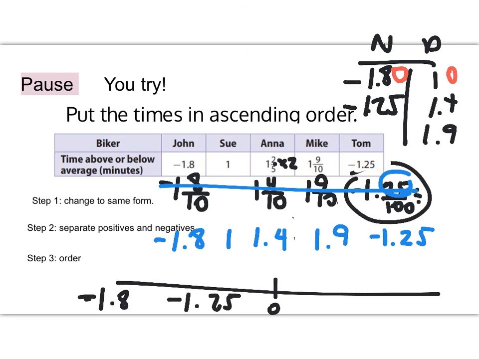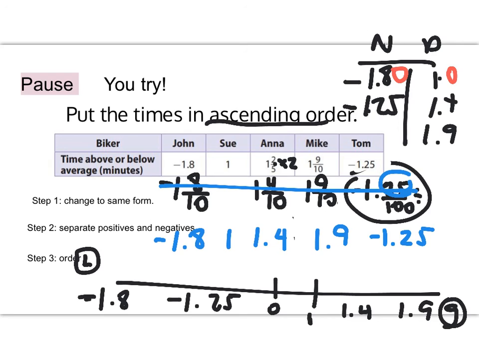On the right side are my positive numbers. Which number is closer to 0? 1 is right here, closer to 0. And then just a little past that is 1 4/10. And past 1 4/10 is 1 9/10. 1 9/10 is the greatest number. And negative 1 8/10 is the least amount. This is the order when I put them in order from least to greatest, ascending order.